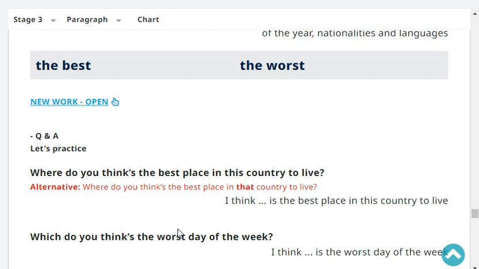Where do you think's the best place in your country to live? I think Tokyo is the best place in my country to live. Very good. Which do you think's the worst day of the week? I think Monday is the worst day of the week. Very good.